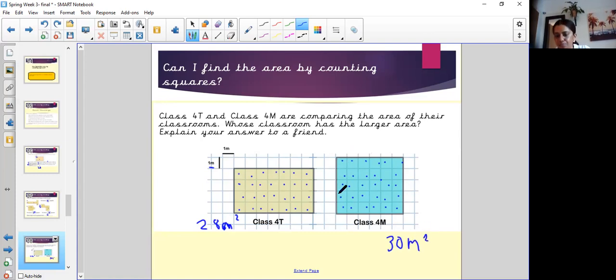Let's see if we go and do it the other way. We've got 1, 2, 3, 4, 5, and we've got 1, 2, 3, 4, 5, 6. So we've got 6 across and 5 down. 5 meters times 6 meters equals 30 meters squared. So that's just another way of finding out the area, by multiplying the length and the width together.